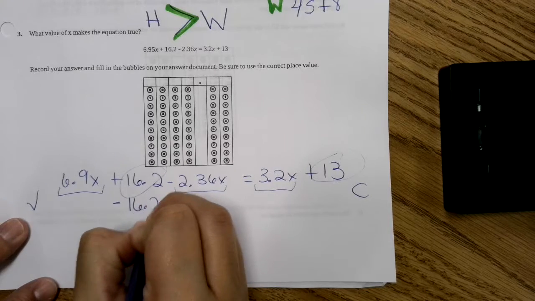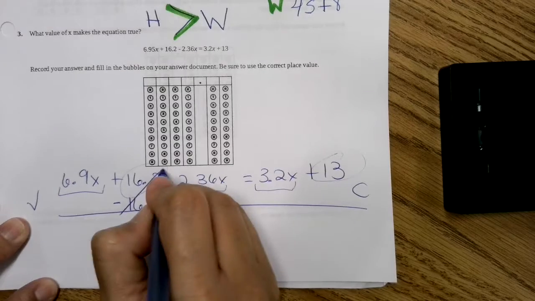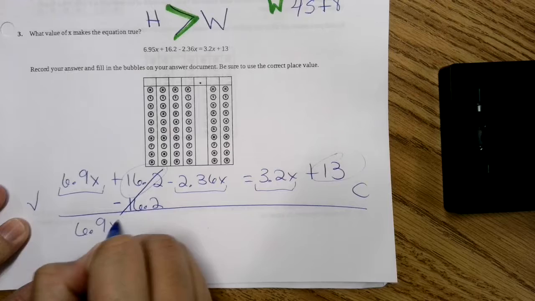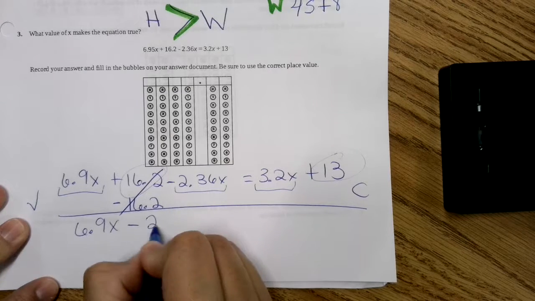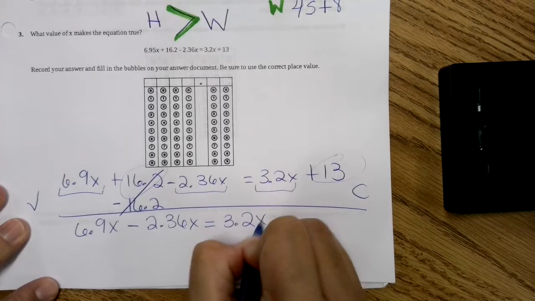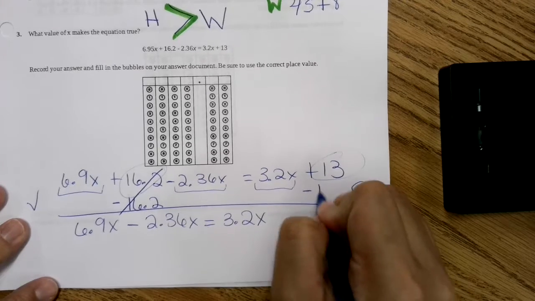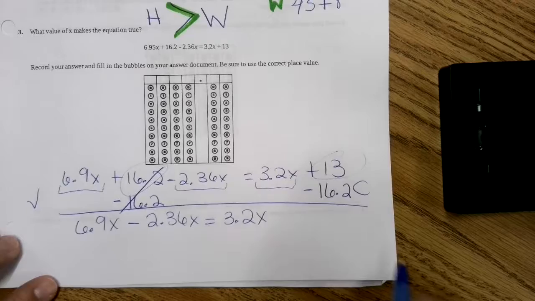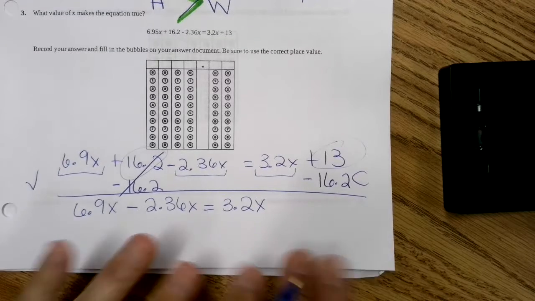I'm going to use the inverse operation to get rid of the 16.2. That leaves me with 6.9x minus 2.36x equals 3.2x. Oh, but wait, I forgot. Whatever you do to one side, do to the other side. I didn't forget. I'm teaching that part.